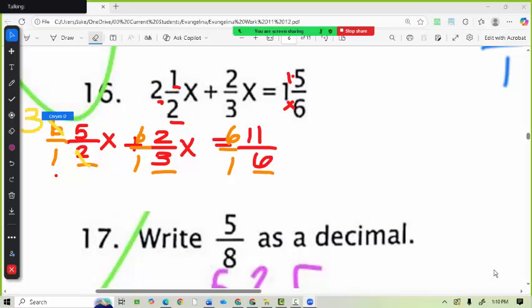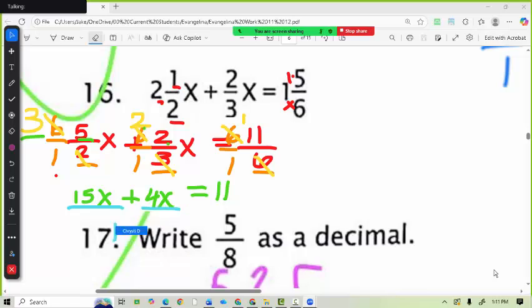6 divided by 2 is 3. 6 divided by 3 is 2. And then 6 divided by 6 is 1. So now we are left with 3 times 5 is, we have 15x. 2 times 2 is 4x. And then over here, 1 times 11 equals 11. All right, so now there's no more fractions, and the next step is to combine the like terms. So on the left, 15x and 4x is 19x.